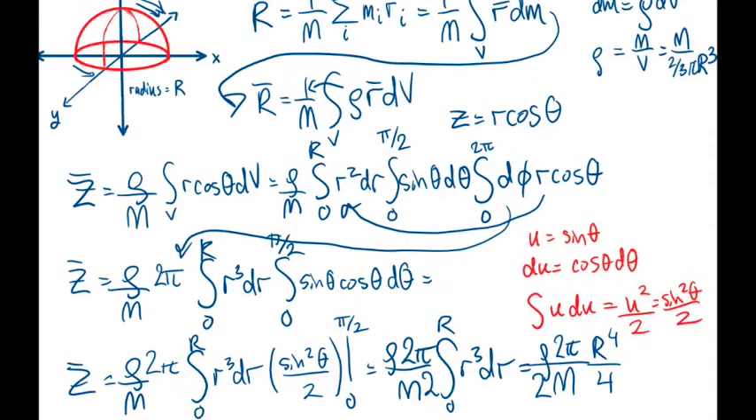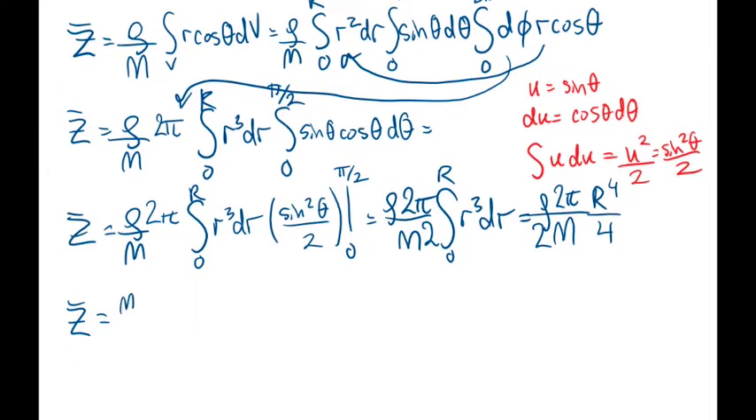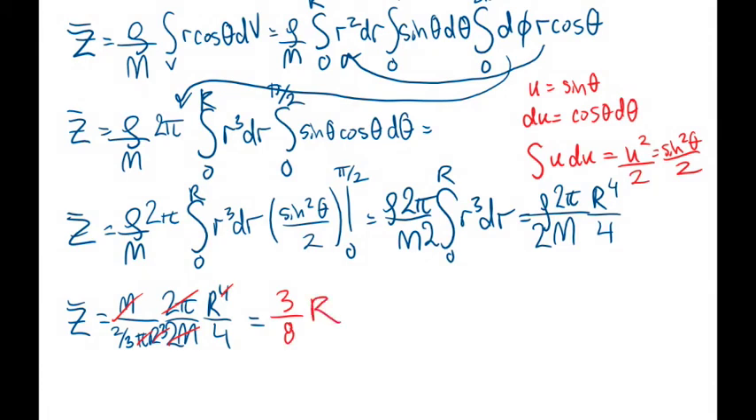let's plug in our actual value for rho, which is m over 2/3 pi r cubed. So we'll have m over 2/3 pi r cubed times 2 pi over m r to the 4th over 4. Forgot a 2 in here. So then we cancel, and we are left with 3/8 r, which is a reasonable place for the center of mass to be.